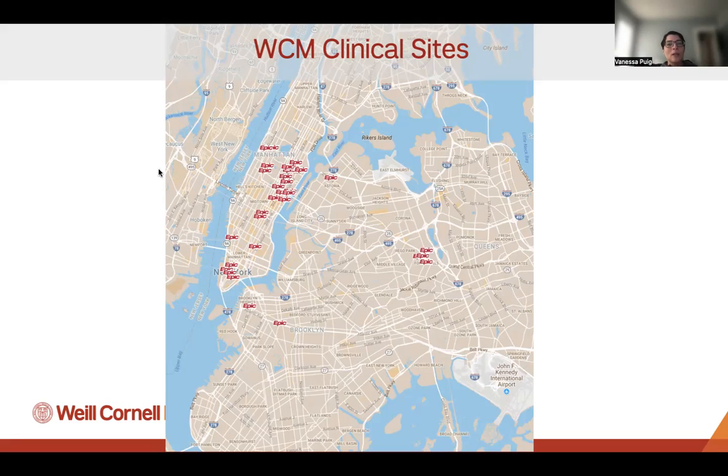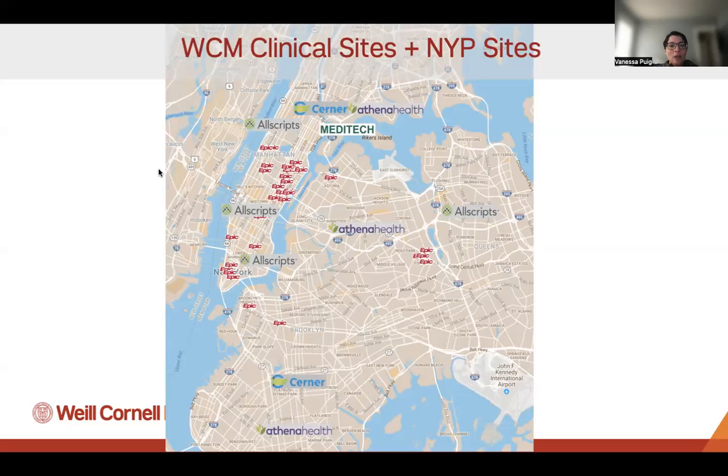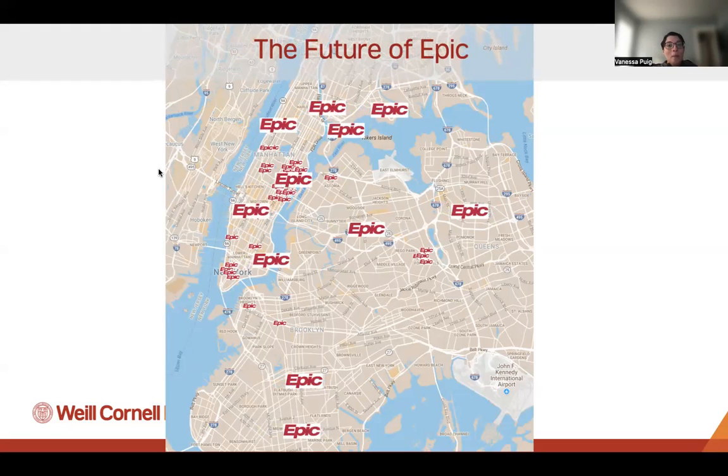So what he wanted to do is have the Weill Cornell clinical sites show up with all those Epic logos like you see on the screen, then show the NYP sites with all the various systems that they were using, and then how they were going to look at the end all under Epic. And this animation, while very simple, you'll see now, you can see the clinical sites with NYP using the different systems like Allscripts and Athena Health, and then it goes into Epic.